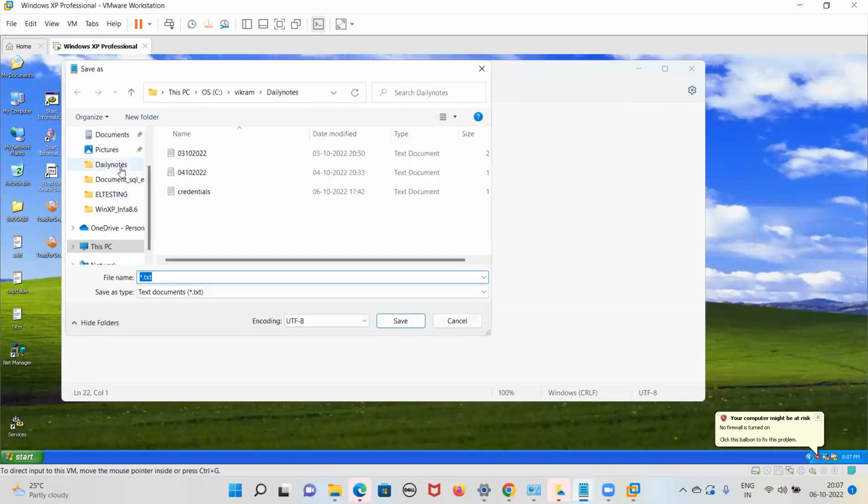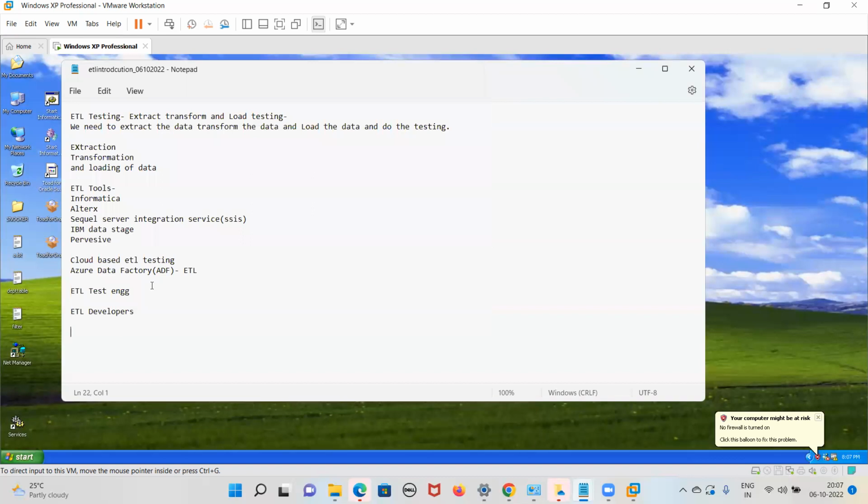So let me just save this document. Okay, today is ETL introduction. Today's date is 6/10/2022. Fine. So the work of ETL developer and ETL test engineer, we have to understand.